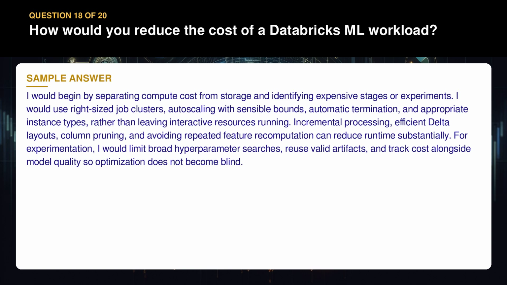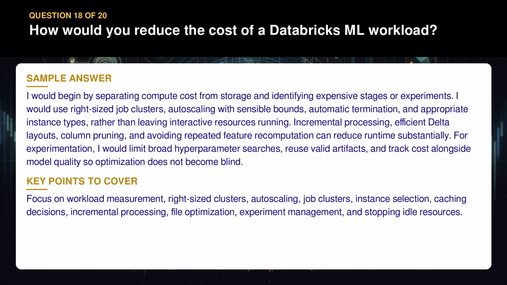For experimentation, I would limit broad hyperparameter searches, reuse valid artifacts, and track cost alongside model quality so optimization does not become blind. Focus on workload measurement, right-sized clusters, autoscaling, job clusters, instance selection, caching decisions, incremental processing, file optimization, experiment management, and stopping idle resources.